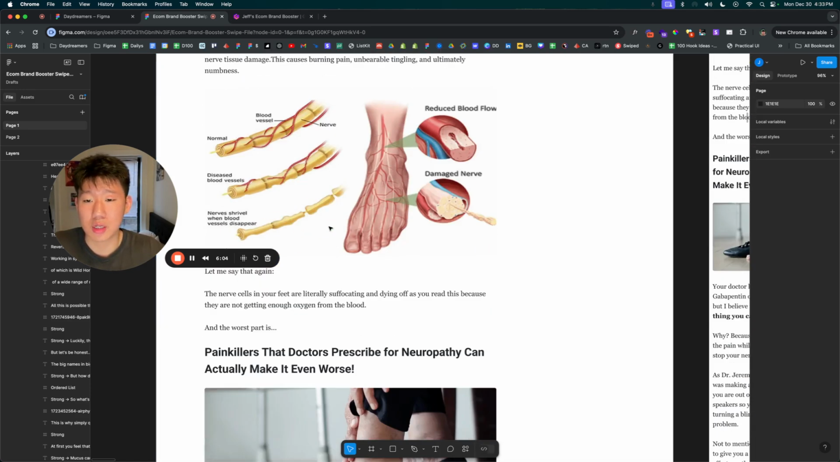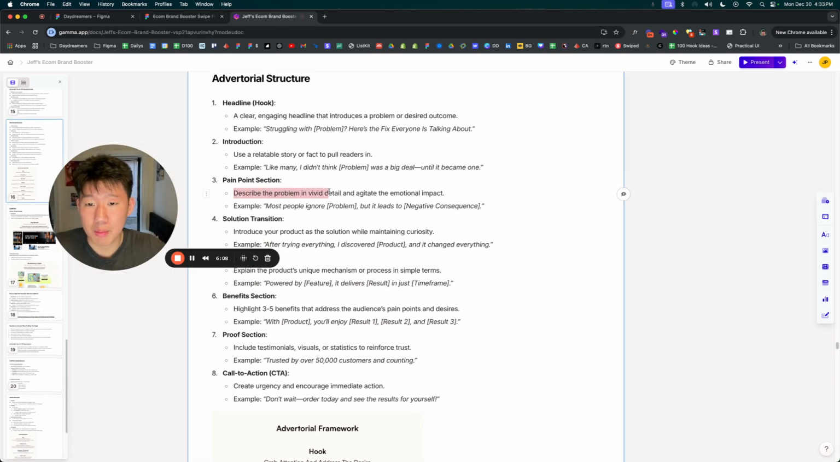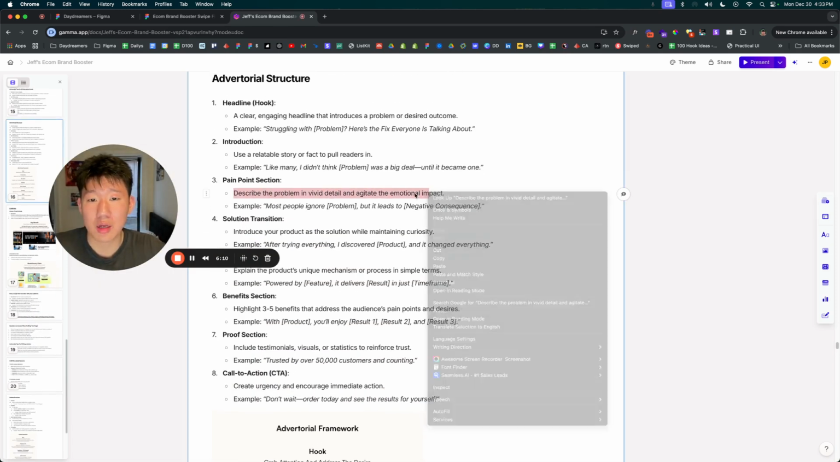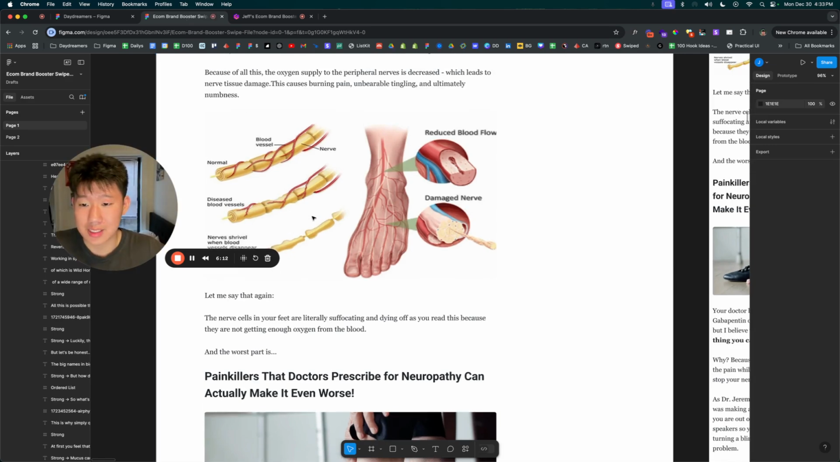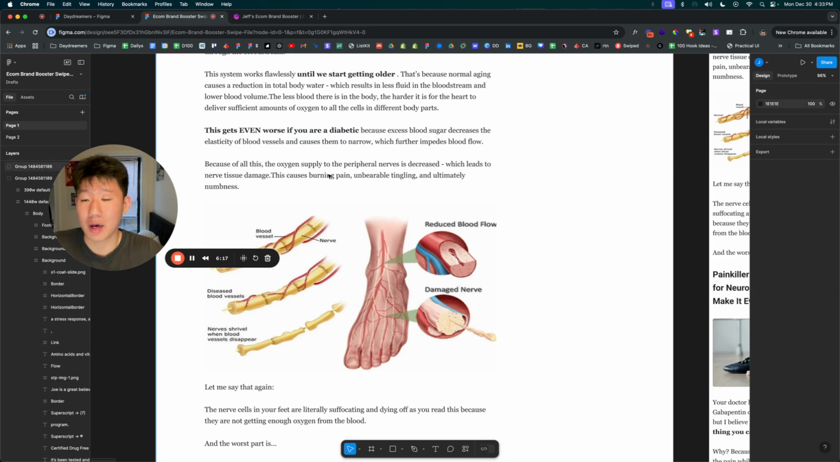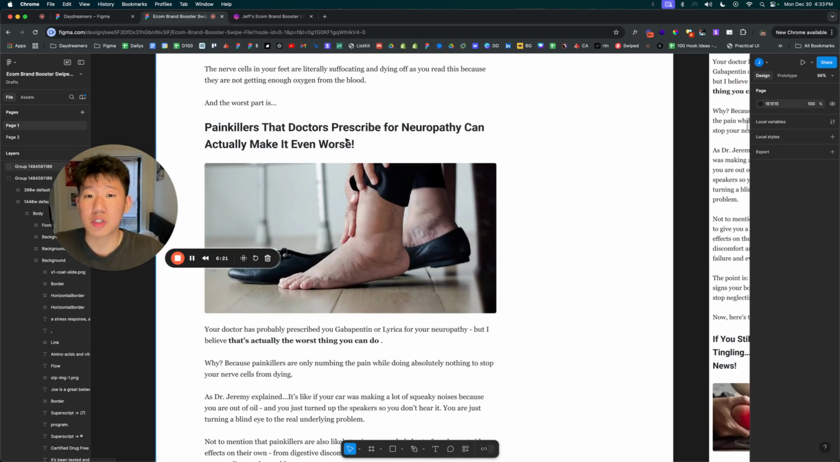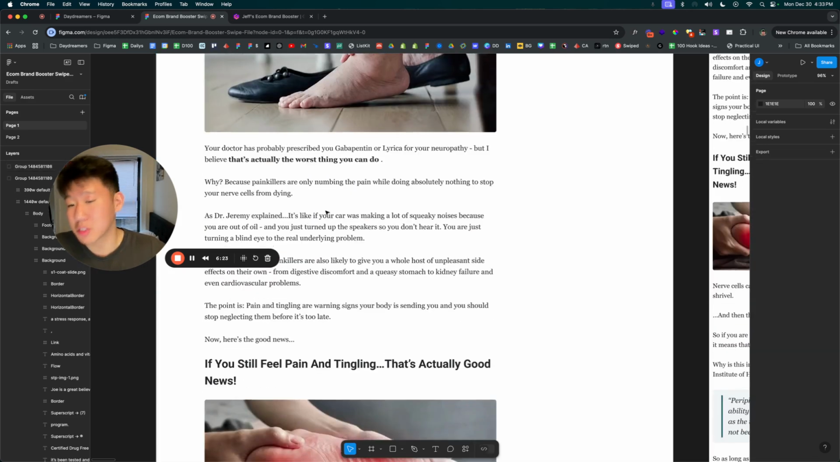These are all the issues, so this goes back to, again, the pain point where we're describing the pain in detail and agitating with emotionality. That's exactly what they're doing. This gets even worse if you're a diabetic. Oh my God, if someone reading this has diabetes, you're like, oh my God, this is horrible. Painkillers are even worse. We're even going deeper into the problem, all right?